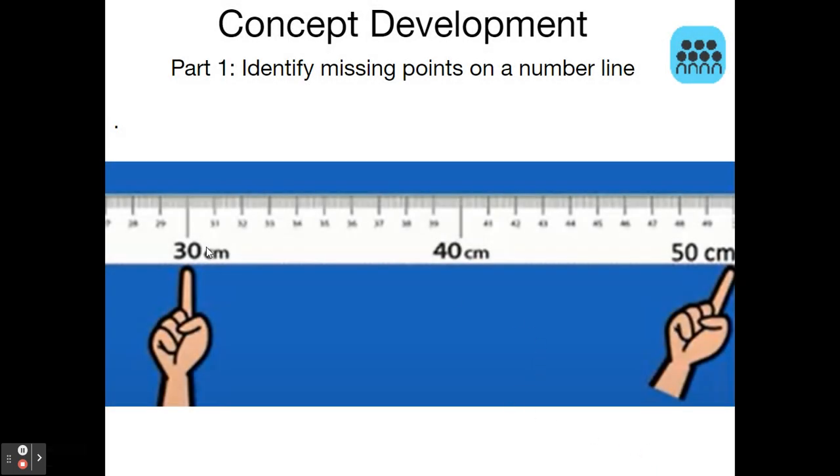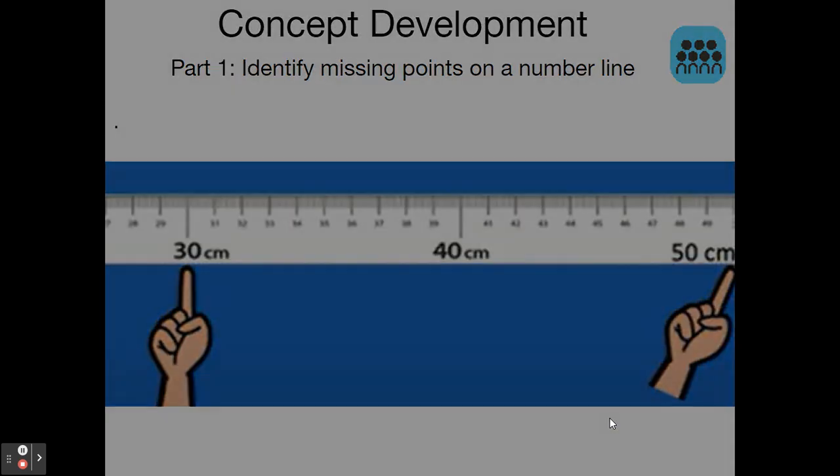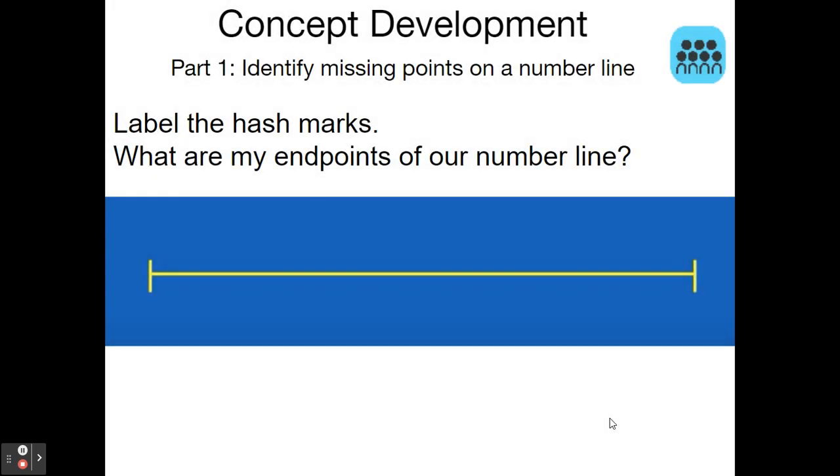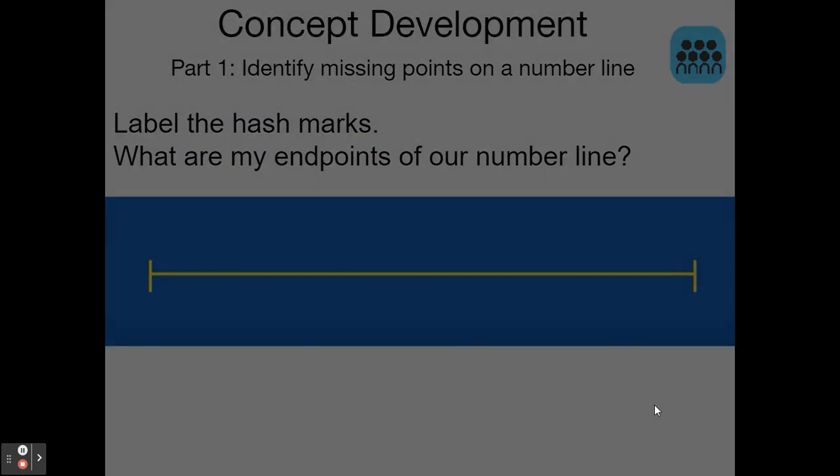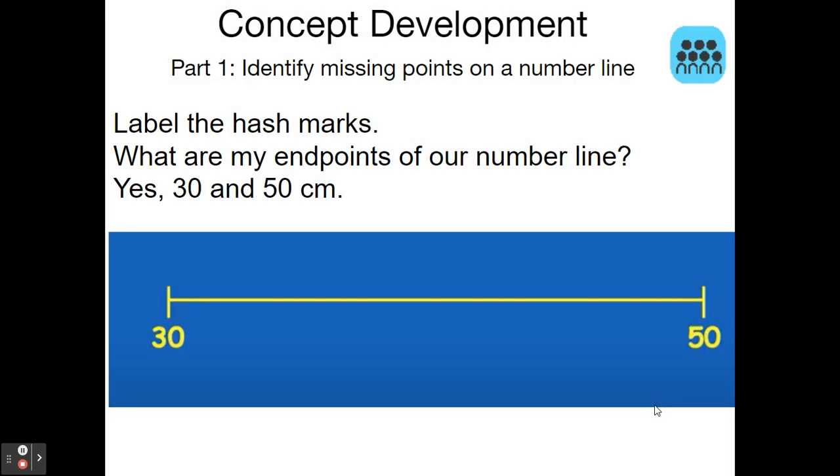I will show you. So let's zoom in here. We have 30 and we have 50. Draw a straight line. There you go. A hash mark is just a line on each end. I want you to label it 30 on this side and 50 on this side. And we said our endpoints are on each end, 30 and 50, and we're talking about centimeters.